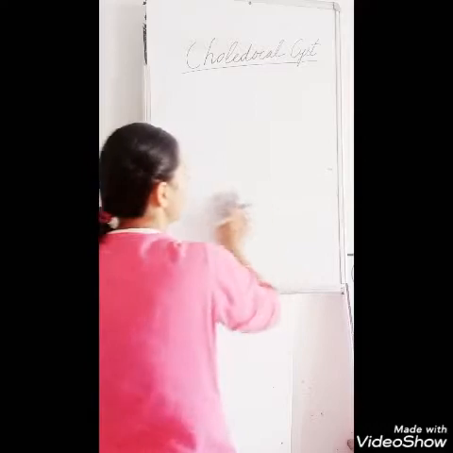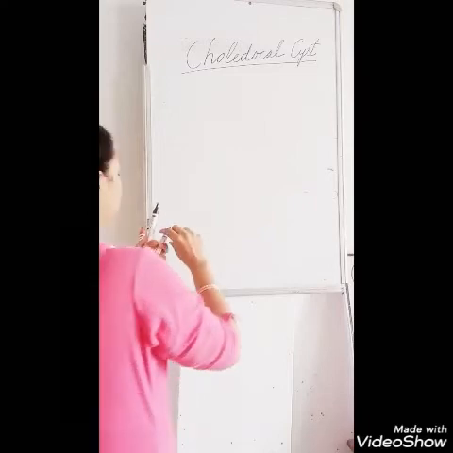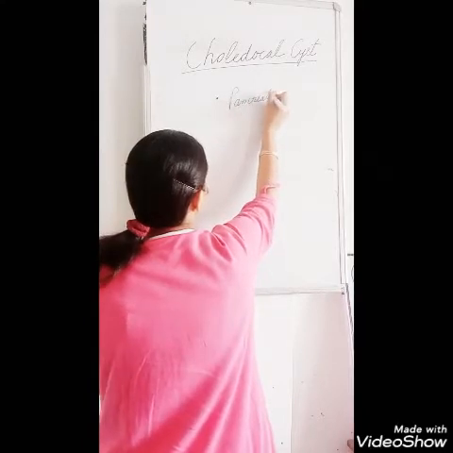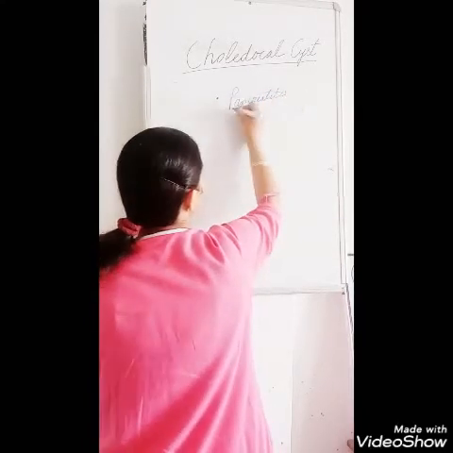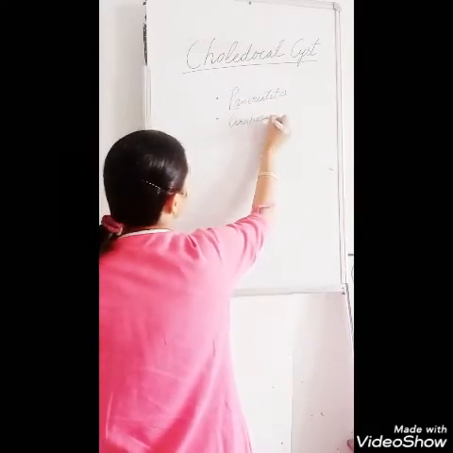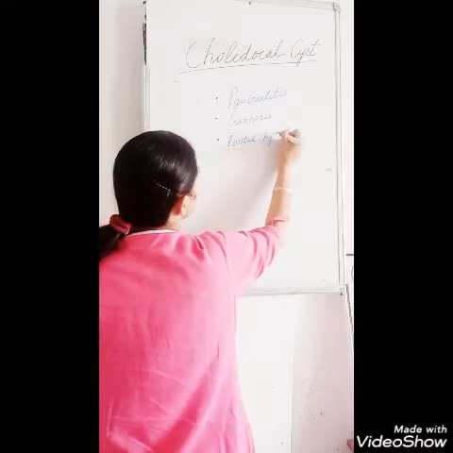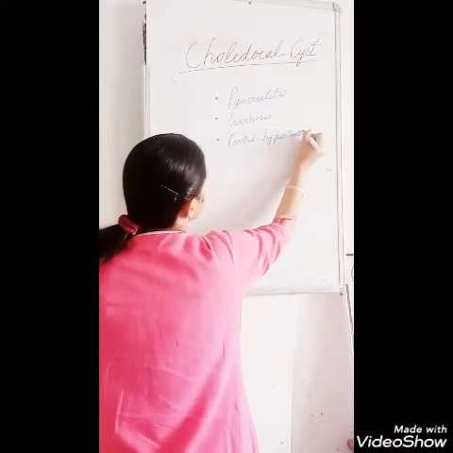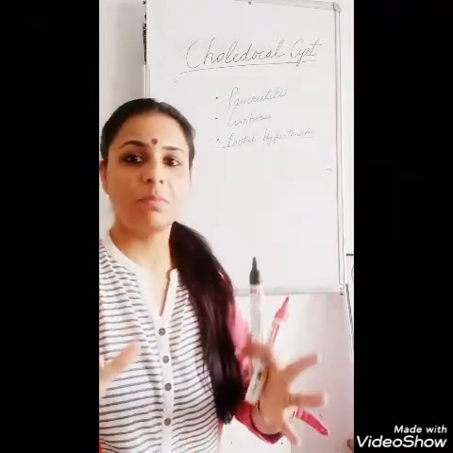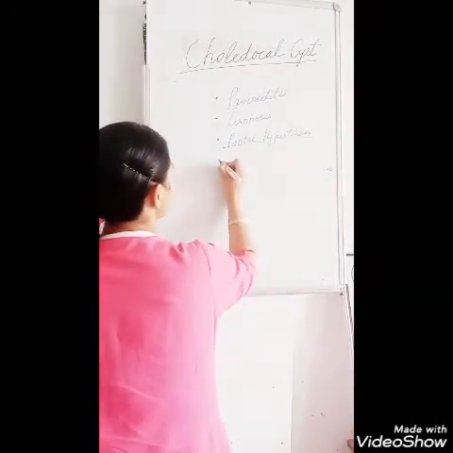Other features could also be present, or we can term them as complications. So the other features present are pancreatitis, which causes inflammation of the pancreas. There could be cirrhosis of the liver. There could be portal hypertension. So what is portal hypertension? When the pressure of the blood flow increases in the portal veins. So there will be portal hypertension, cirrhosis, pancreatitis.